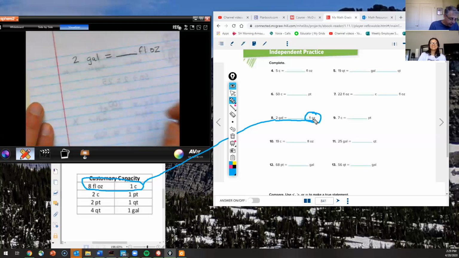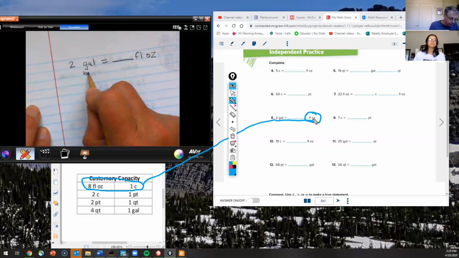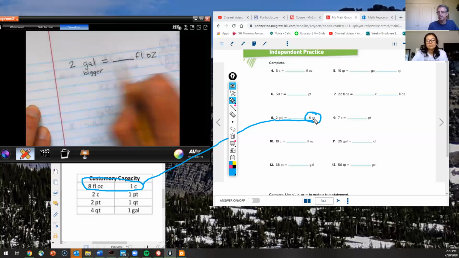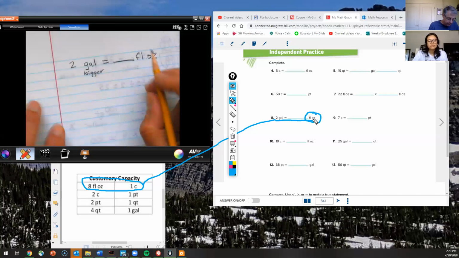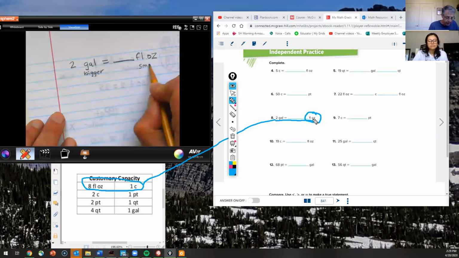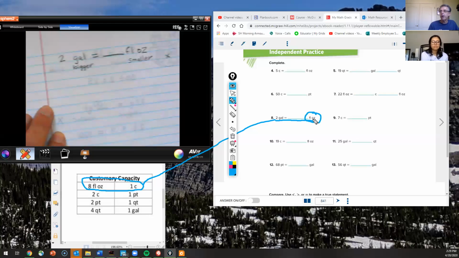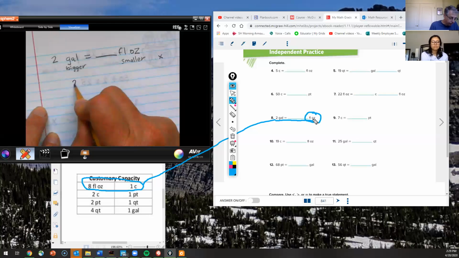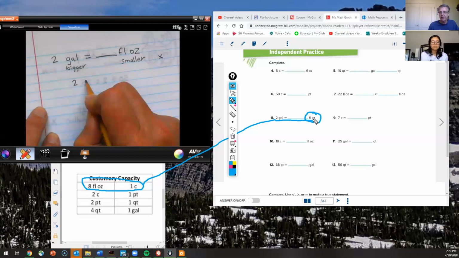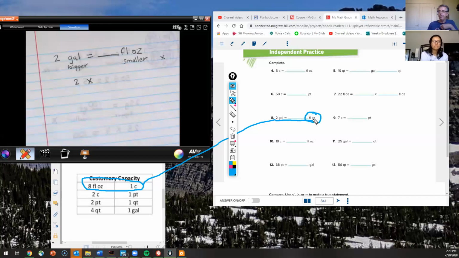I know that this is the bigger unit of measurement because gallons is way bigger than a fluid ounce. A fluid ounce is a small part of a cup. So I'm going from bigger to smaller, and I know smaller to bigger is divide, so bigger to smaller must be multiply. What I'll be doing therefore is taking 2 and multiplying it by the number of fluid ounces in 1 gallon.